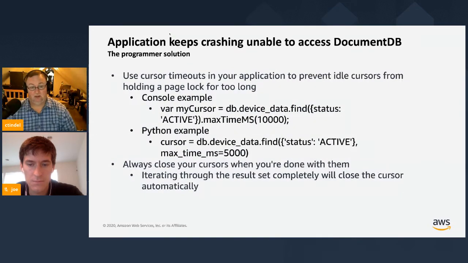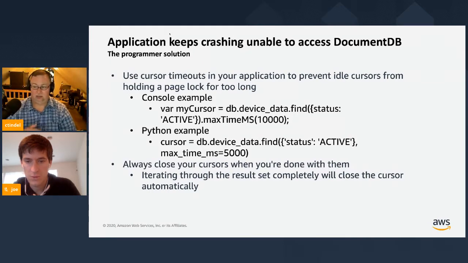All right, so one way to fix that, there's a couple things you can do. There's a max time in milliseconds that you can give when you run a query, and it's good to do that, certainly. So you're basically setting a timeout. There's some examples if you're doing it in the console, or if you're doing it in Python, for example, you can set this max time ms parameter to 10 seconds or 5 seconds, whatever you want to do. But most importantly, you want to make sure you always close your cursors when you're done with them, iterating through the result set completely to the end. If you call get next until you're done, it will close the cursor automatically as soon as you reach the end of the result set.